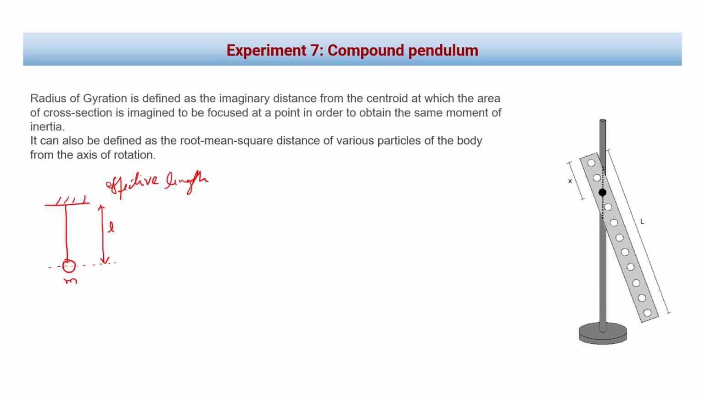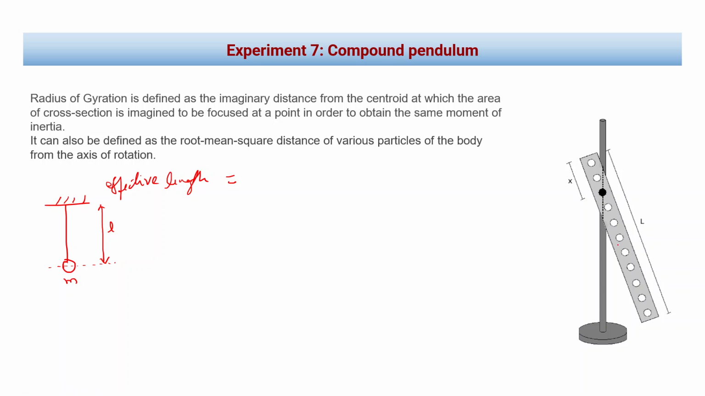Here, since all the mass was concentrated at the bob, that definition was also correct. For effective length, we define the distance from the center of mass to the point of suspension. This is called effective length.